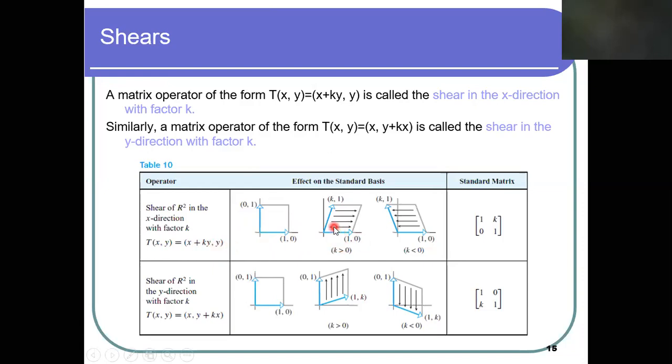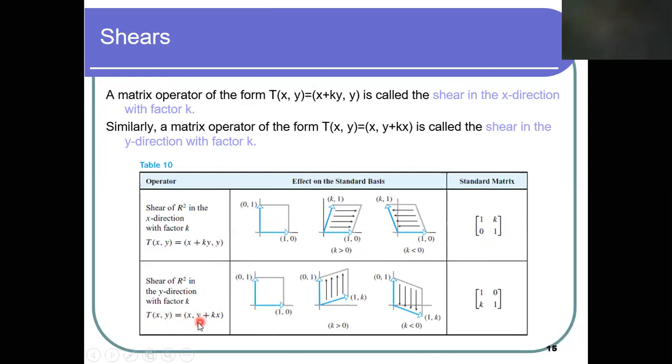See, if k is greater than 1, in that case the square will be sheared along the x-axis. And if k is less than 0, then it will be sheared in the negative direction, and otherwise in the positive direction. So in both cases, the standard matrix representation is this one. So, dear student, shear of R square in the y direction is similar, but you only have to add a term in the transformation.